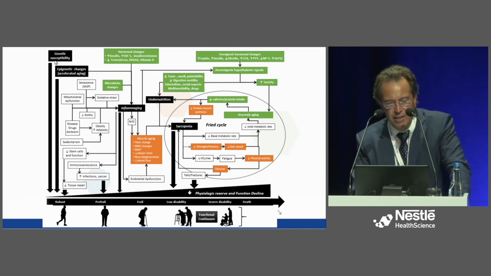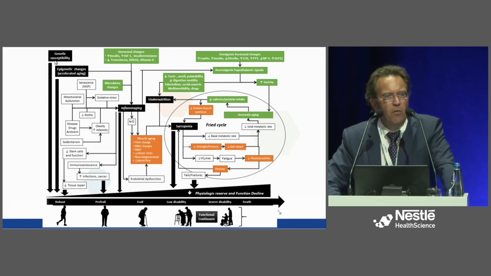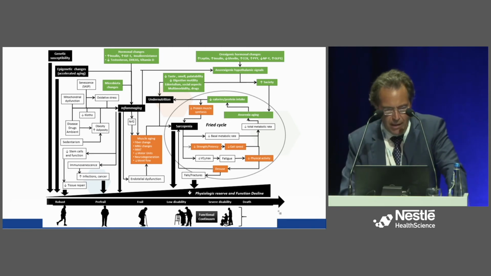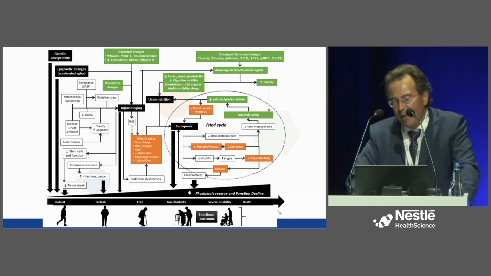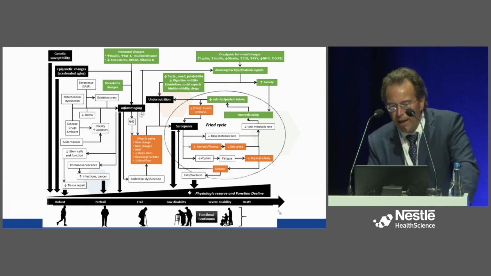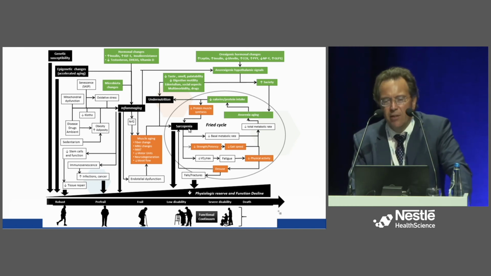The first one is the genetic susceptibility that accounts for 25% of what explains frailty. Another one is the epigenetic changes that lead to accelerated aging. The other one is inflammaging, the core one, that all the arrows go to. And then we have also undernutrition and sarcopenia.